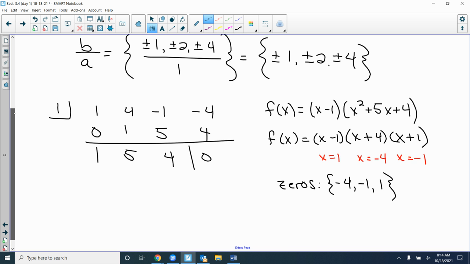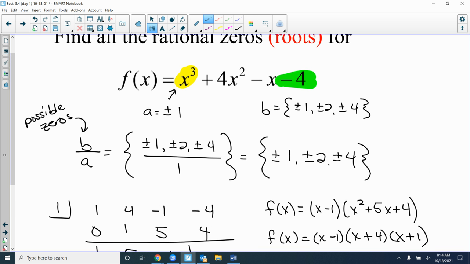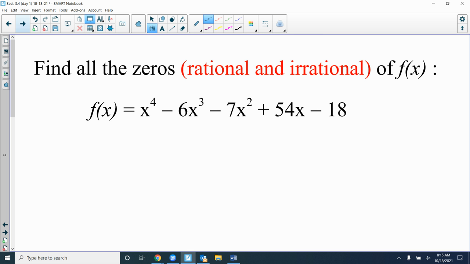That's how we use the rational zeros theorem. Okay, these are possible zeros. Not all of them will work. But what we did is we whittled it down from an infinite choice to only 6. Okay, that's the best we could do. All right, let's take a look at that bottom one there.